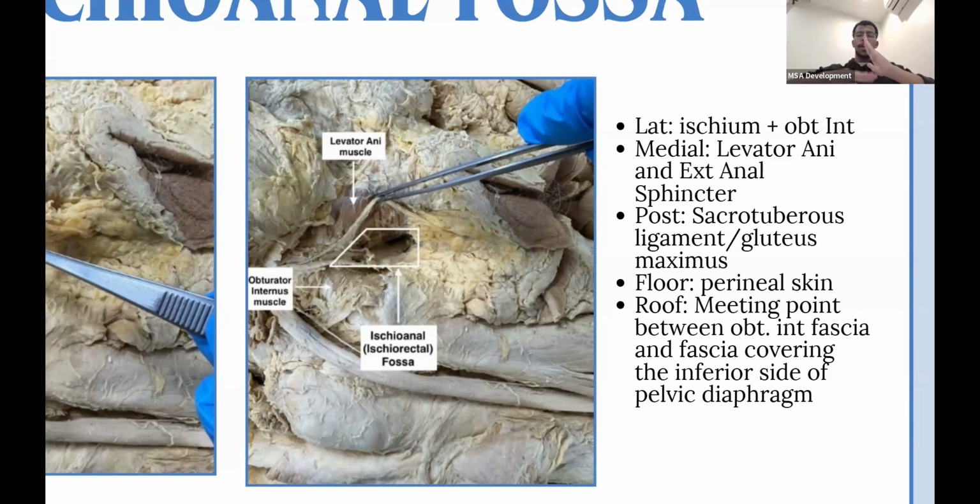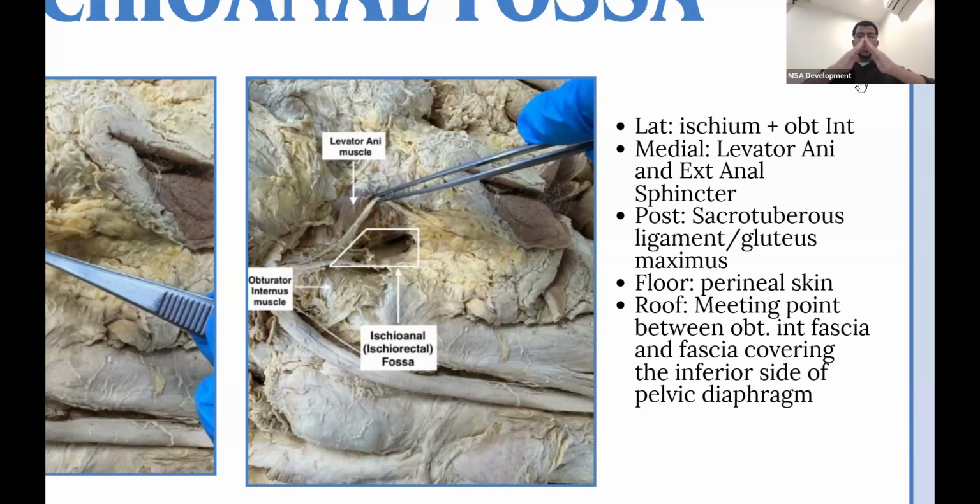At the bottom, can you guys see me? Wait. All right. So at the bottom, we said the floor is the what? The skin. Then we said that the medial side is made by the levator ani. The lateral side is made by the obturator internus muscle and the ischium. Then posteriorly, from behind, we have the sacrotuberous ligament. And what else is left?